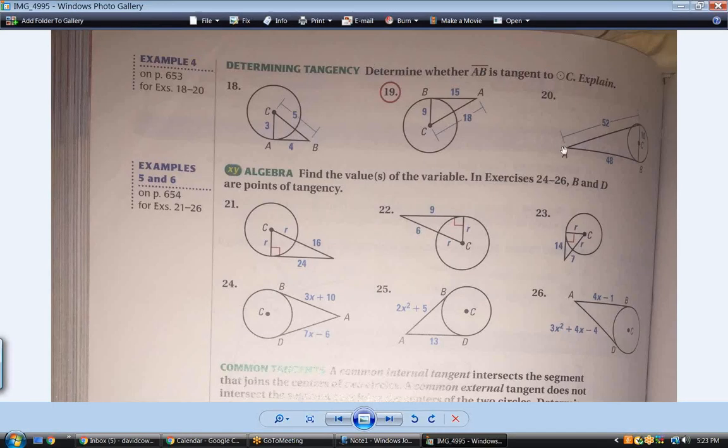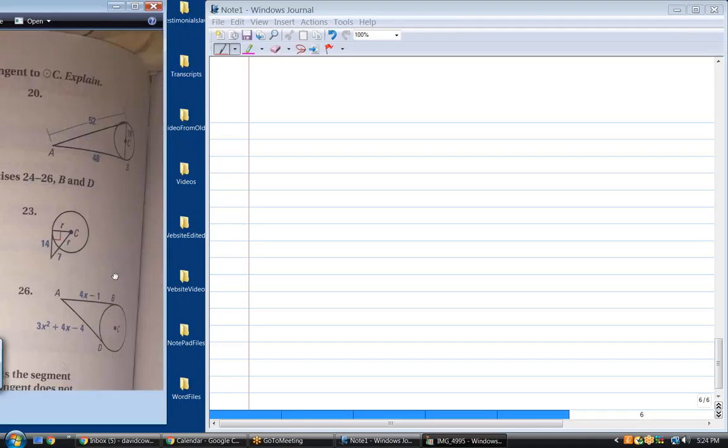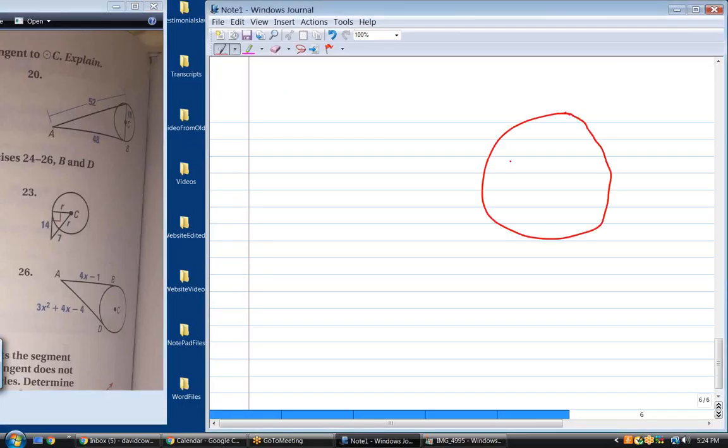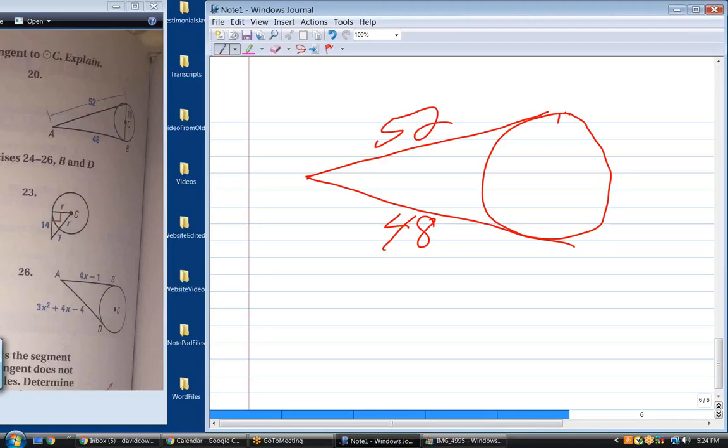Determine whether AB is tangent to circle C. Okay. They've kind of drawn this problem like it was a three-dimensional solid, and that's why I questioned it at first. But it isn't. It's a circle over there. Everything's in two dimensions here. That's 48. That's 52. And that diameter is 10.